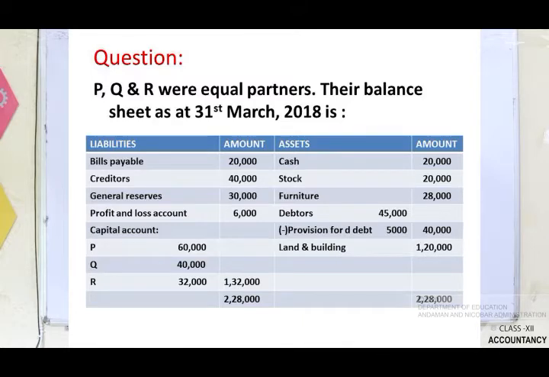Let us pass on to the other side. Cash rupees 20,000, stock rupees 20,000, furniture rupees 28,000, debtors rupees 45,000, less provisions for doubtful debt rupees 5,000, land and building rupees 1,20,000. Let us see the additional information.